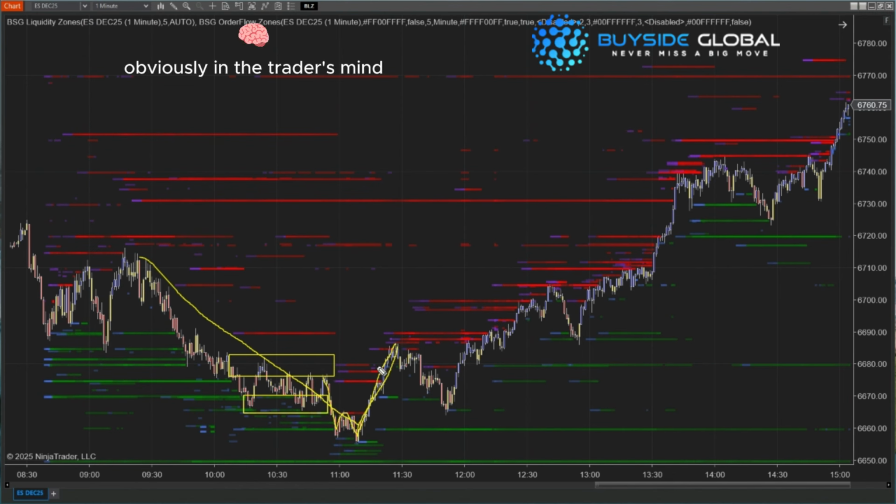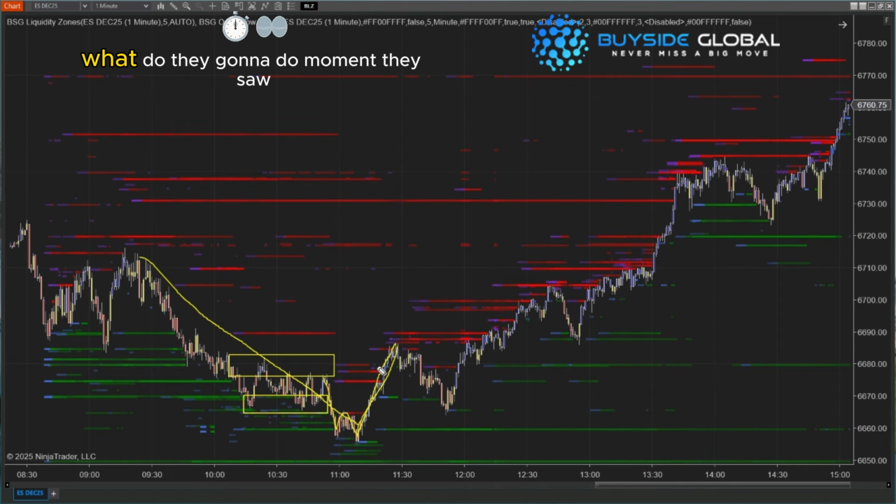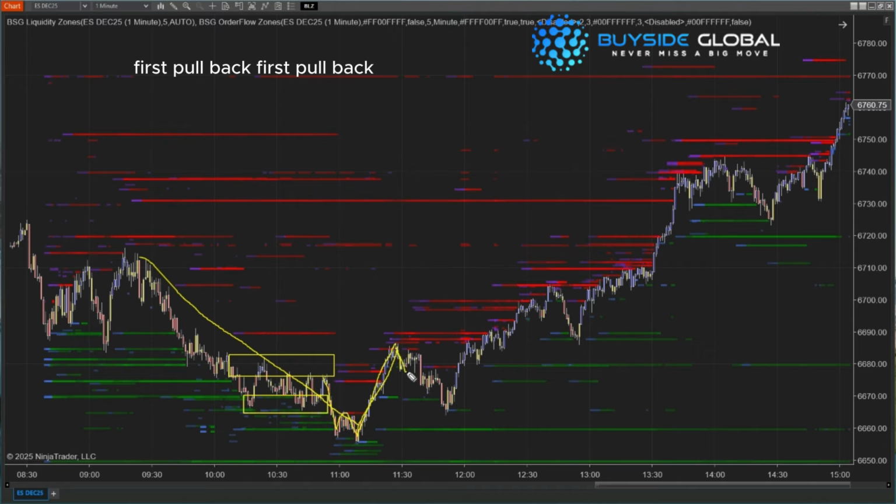Obviously, in the beginner trader's mind, oh my god, it is a reversal. I'm going to take a long trade here. What are they going to do? The moment they see the first pullback, they're going to enter the trade and put the stop here. What happens to the price? It came back to that level and took everybody's stop. Stop hunting is real. It took the stop and then moved one more level.